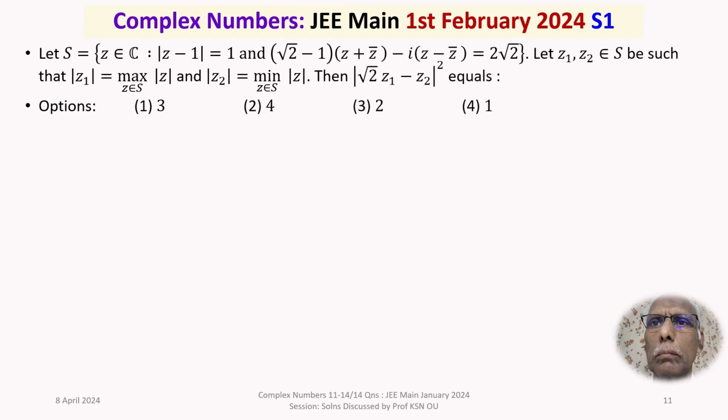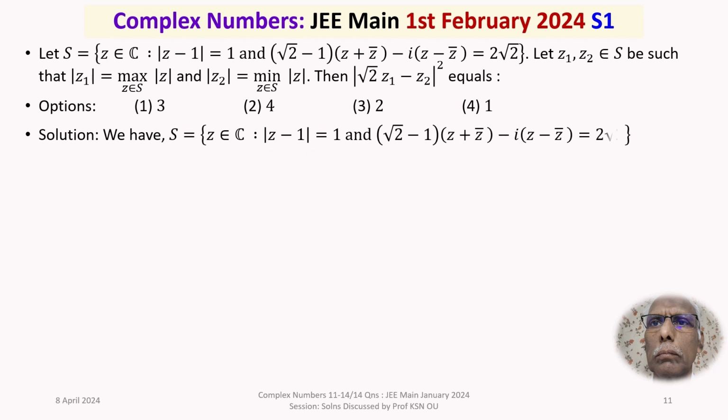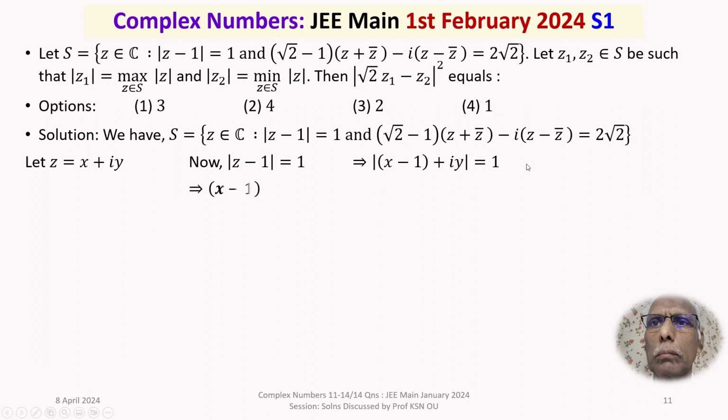Let's now discuss the solution of the problem in detail. We have the given set S. So in this, first we consider modulus of Z minus 1 is equal to 1. Let us take Z is equal to X plus iY, substitute in this. You will get mod of X minus 1 plus iY is equal to 1. On squaring both sides, you will get X minus 1 whole square plus Y square is equal to 1. Let's call this equation 1, which is a circle.